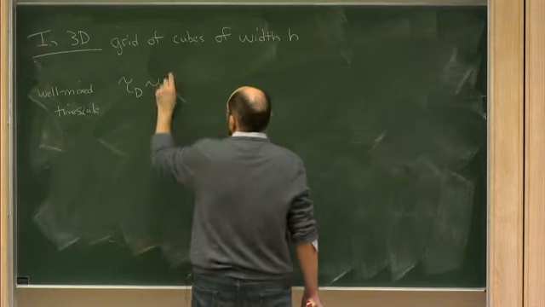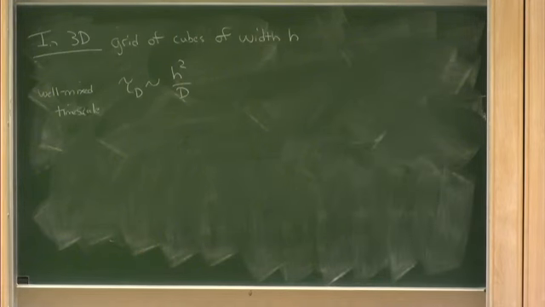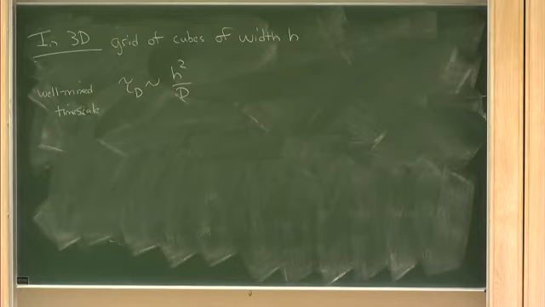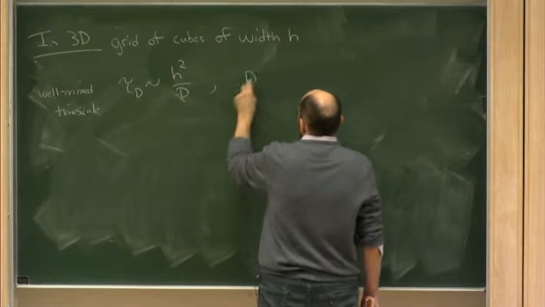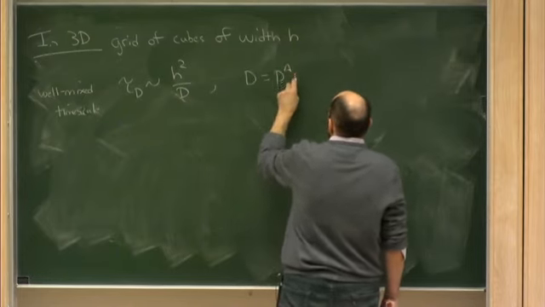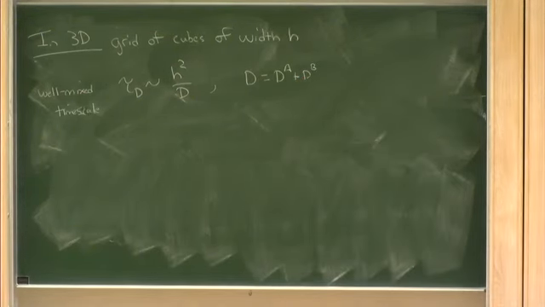Is going to be like h squared over D. That's roughly how long it's going to take a molecule to get well mixed throughout a voxel of my grid. That's the diffusive time scale to get well mixed. This has units of time. Here I'm thinking of D as the sum of the A and B diffusion constants, because we want them to be mixed relative to each other. We want to treat the reaction between them as well mixed.